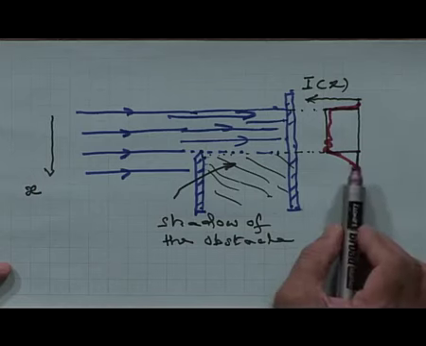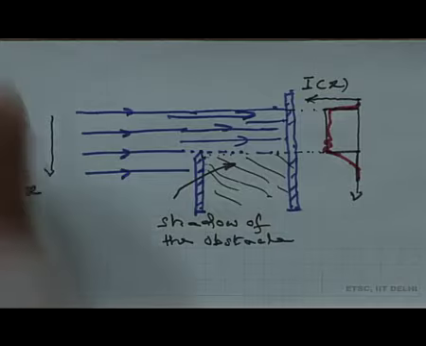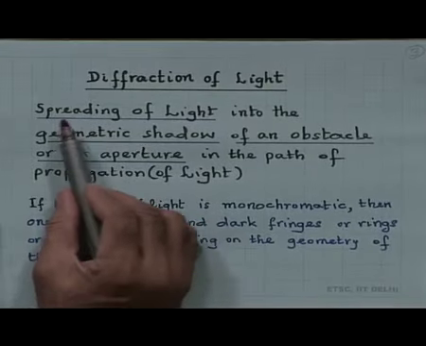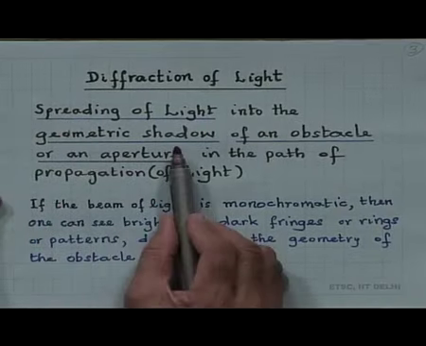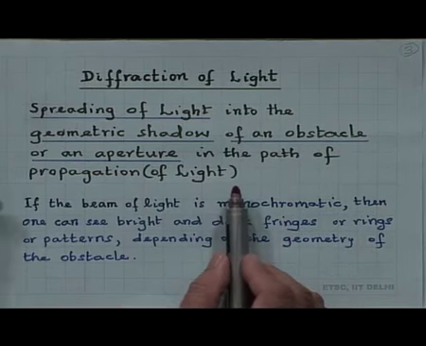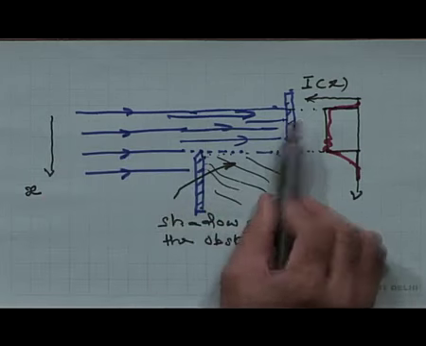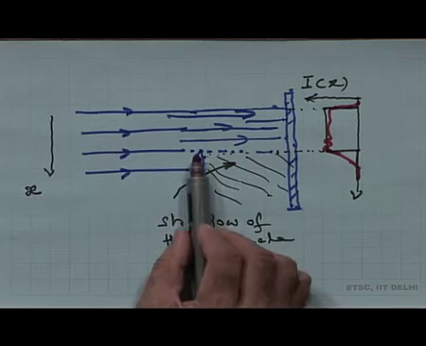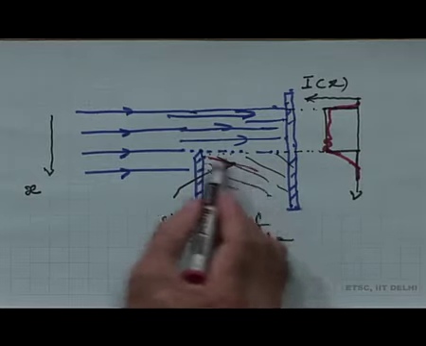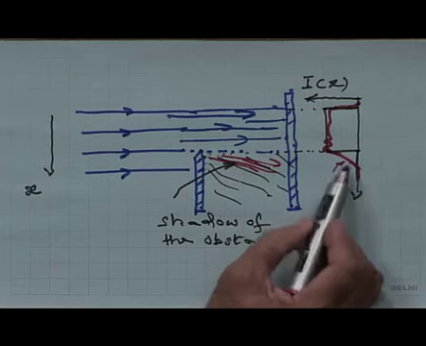In other words, let us see the definition again. Diffraction refers to the spreading of light into the geometric shadow of an obstacle in the path of propagation of light. I have now explained it with the help of this. In the path of propagation of light, an obstacle has been introduced and light has spread into these regions. That is why you have a finite intensity here.